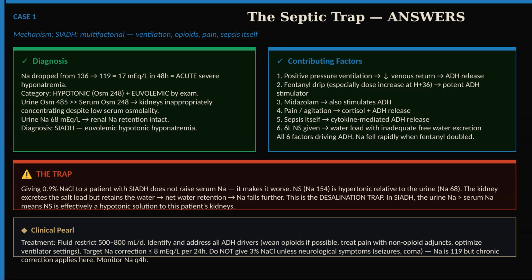So the correct move, fluid restrict to 500 to 800 milliliters, strip away the ADH drivers, wean opioids, treat pain without them, optimize the vent, and cap correction at 8 points per day. And do not reach for 3% saline here, despite that scary number, because he has no neurologic symptoms. This is a chronic-style correction. Check sodium every 4 hours.